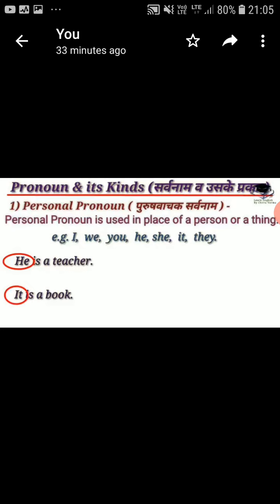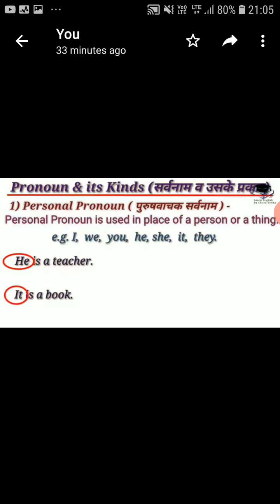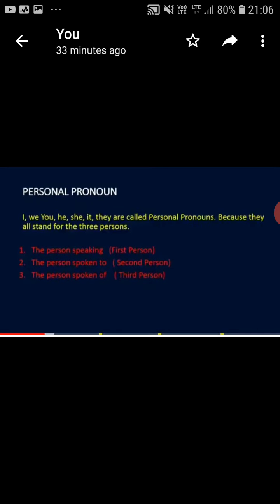He is used in the place of a person, that is singular. So according to the noun, we have to use he, and it is given here. It represents a thing that is singular. So that's why we have to use it. Now, so that's what a personal pronoun is.